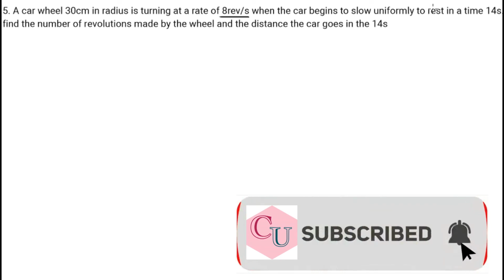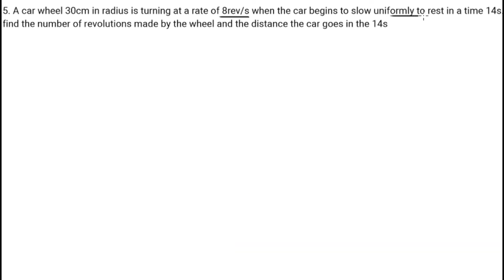Alright. A car wheel 30 centimeters in radius is turning at the rate of 8 revolutions per second. When the car begins to slow uniformly to rest, that means the final angular speed will be 0, in a time. Okay, the time is given. Find the number of revolutions, that's angle theta, made by the wheel, and the distance the car goes in 14 seconds. We need to find the distance of the car, and we need to find the number of revolutions by the wheel.